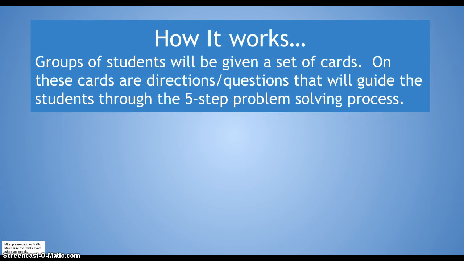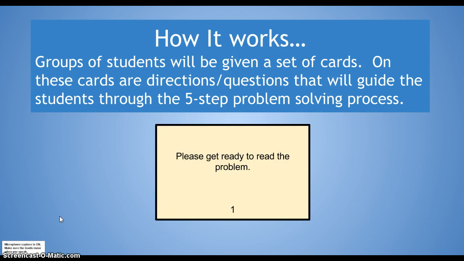For the reciprocal teaching process, groups of students are going to be given a set of cards. On these cards are directions and or questions that will guide the students through the 5-step problem-solving process. Here's what the first card looks like. The first card says, please get ready to read the problem. So one student would start with this card in front of them and they would read what is on this card out loud to their group. And then everybody in the group would have to do what the card says. So everybody in the group would have to show that they're ready to read the problem and to start the problem-solving process.